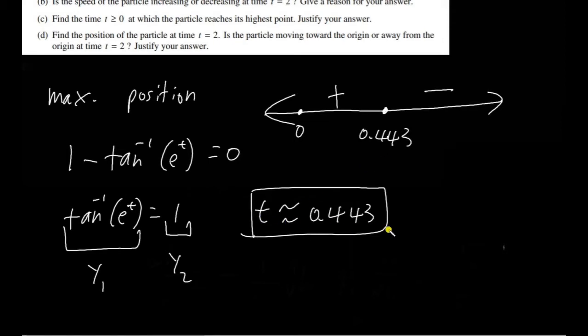So we've checked it and it does check out. This is where it's reached its maximum position. So we'll say the particle reaches its highest point at t equals 0.443. This is sort of your justification, as it were. So this was a 3-point question. 1 point for recognizing that you need to set the velocity equal to 0. Another point for finding the time value where the velocity does equal 0. And then a third point for checking it and giving a proper explanation, the justification.